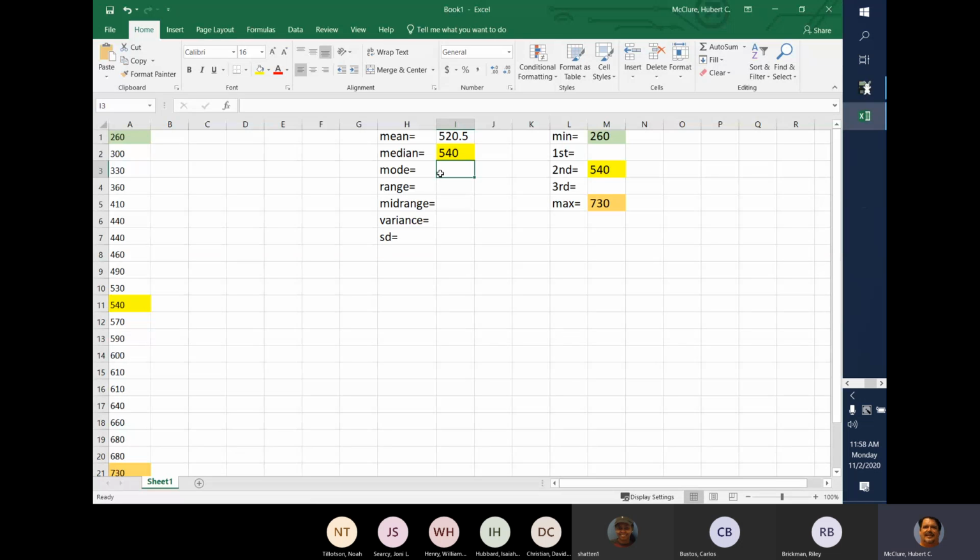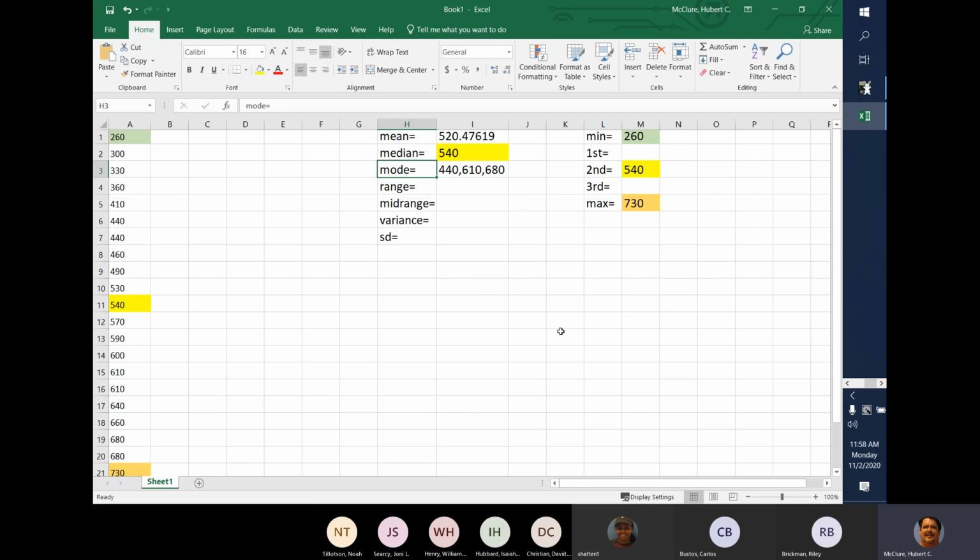Mode. Well, I really don't care about the mode, but which number shows up the most? When I see 440 shows up, 440's got 2. 610 has 2. And 680 has 2. So there's 3. I don't forget them. 440, 610, and 680. Everybody got it?